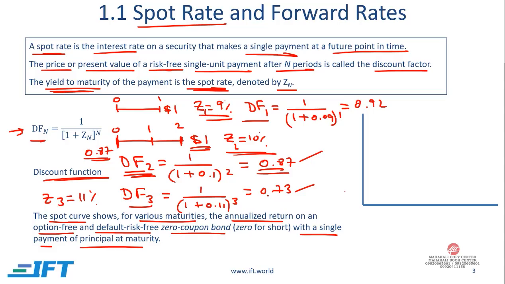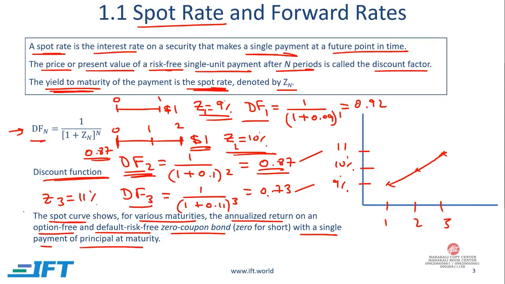So the question now is, with the 1-year maturity, what was the annualized return? With the 1-year maturity, the annualized return was 9%. With a 2-year maturity, the annualized return was 10%. And with a 3-year maturity, the annualized return was 11%. So if we connect these points, we get the spot rate curve. So this is our spot rate curve.